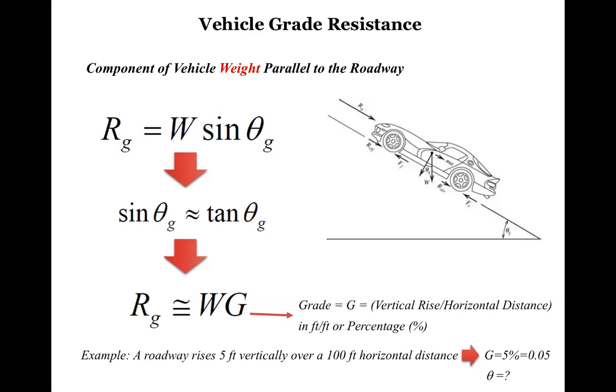Now, quick question or quick class activity, what is theta in this case? So again, we have a roadway that rises 5 feet in the vertical direction over 100 feet horizontal distance, and we know that the grade is 5%. The question is, what is theta? And you can see theta in this picture.